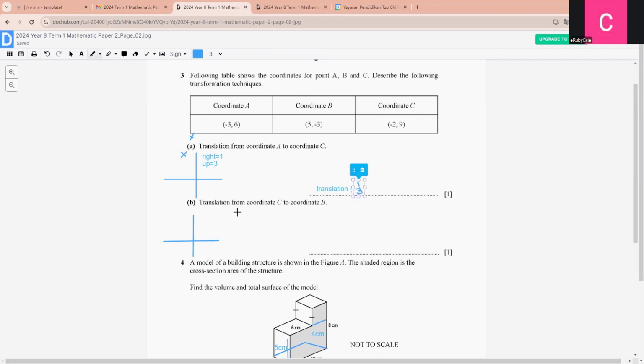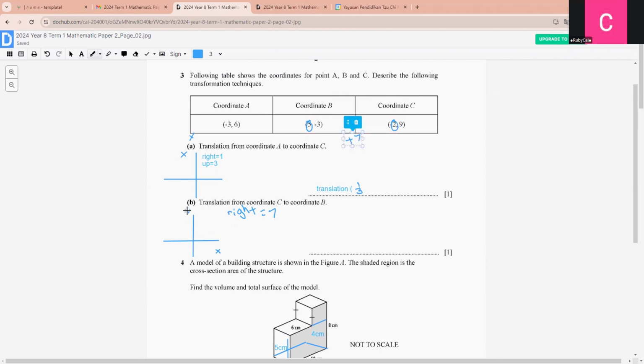Next question, translation from coordinate C to coordinate B. Coordinate C is at -2, 9, so here. And coordinate B is at 5, -3, so 5, -3. So from here you can see that it moves right by 7 because coordinate C is -2 and coordinate B is 5. And for -2 to get to 5, you have to plus 7.